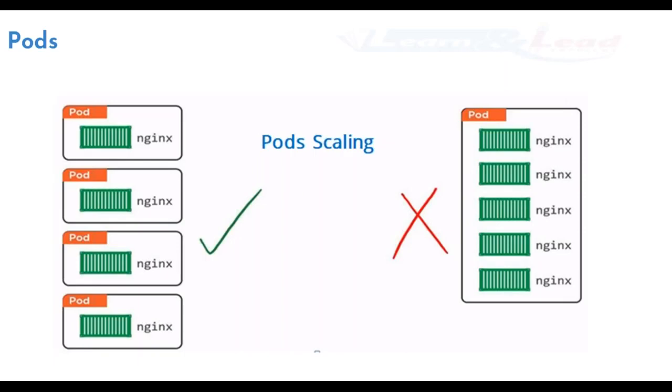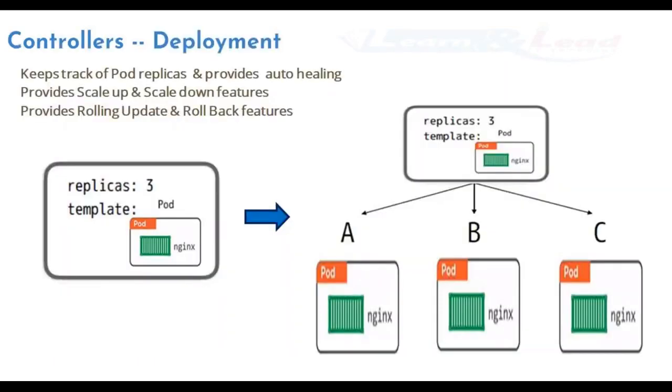And after this, in the real world, if I keep on creating individual pods, that may not help me. That is why we need to go for more sophisticated deployment structures where we introduce controllers. The controllers actually keep track of multiple pod replicas. Whenever we want to create n number of pods from a single image, we create them using a controller. The controller can keep track of your pod replicas and then provides auto healing.